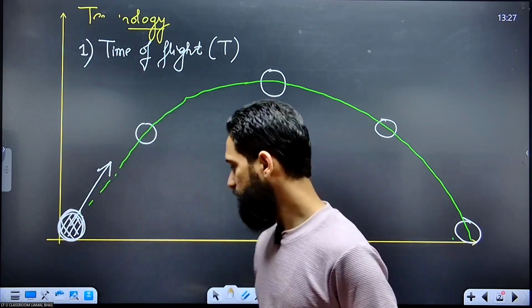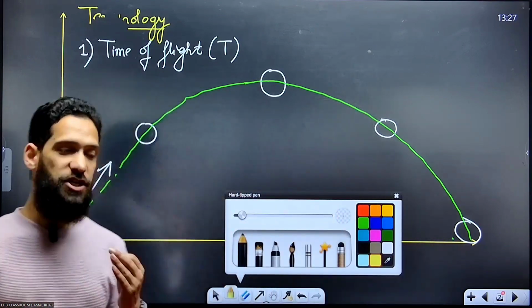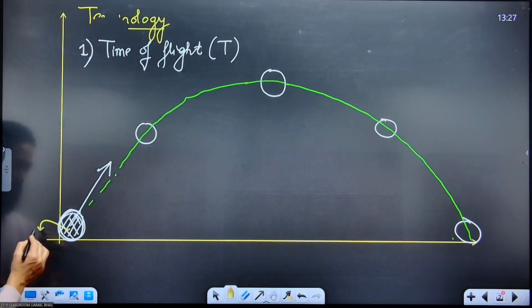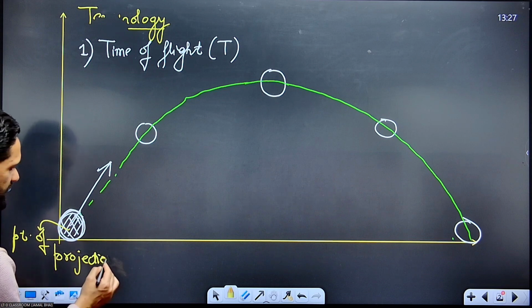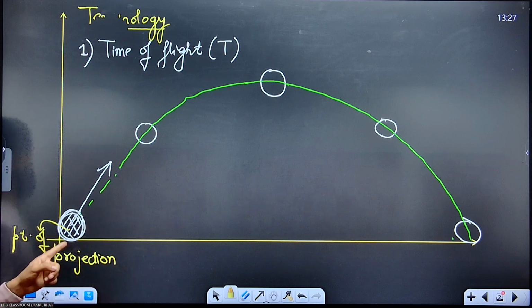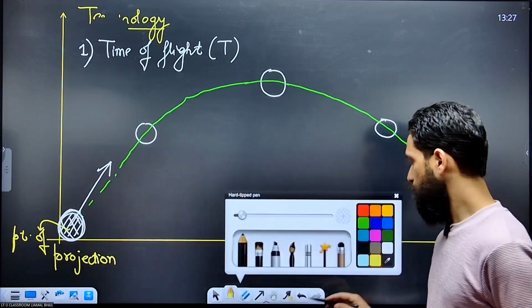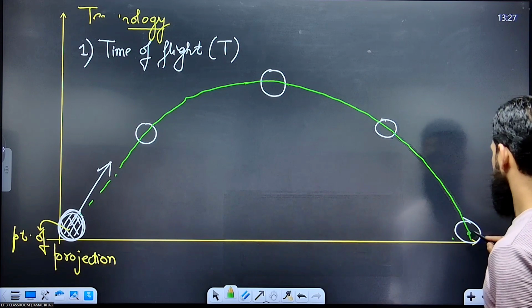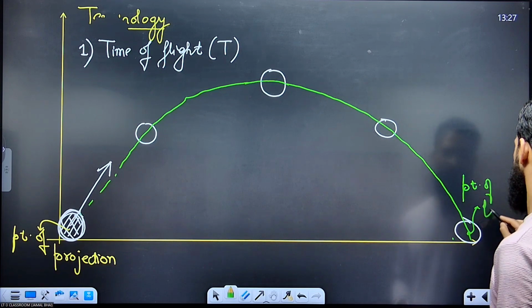The second term which we have to study here is called the point of projection, because the projectile is projected from this point. There's also one more important point where the ball finally lands, and this is called the point of landing.